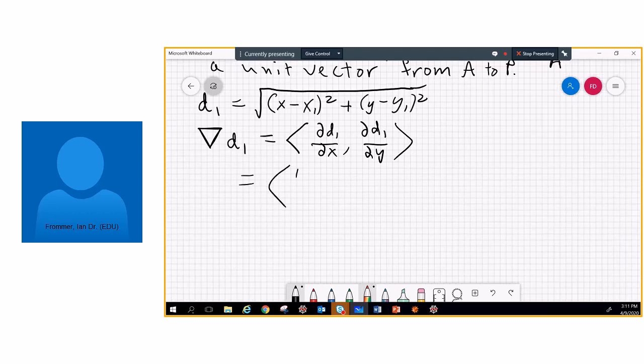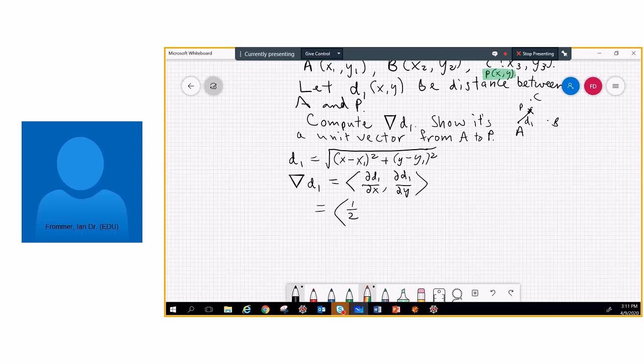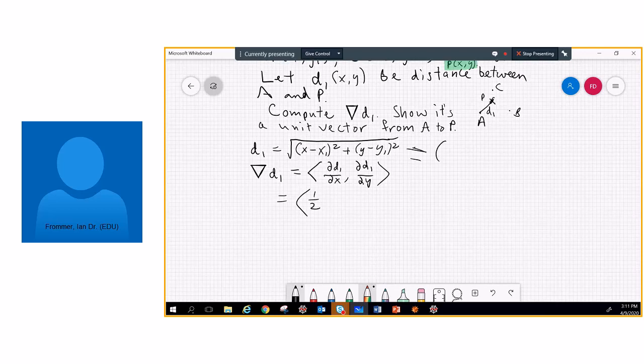If you take these derivatives, so again, maybe I should have written it. Let me just go back up here for a sec. This part would have been x minus x1 squared plus y minus y1 squared, all that to the 1/2, okay? So now when I take derivatives, they look like this: 1/2 times the quantity x minus x1 squared plus y minus y1 squared, all that to, now the power goes down, it was 1/2, so it becomes a minus 1/2, like that.